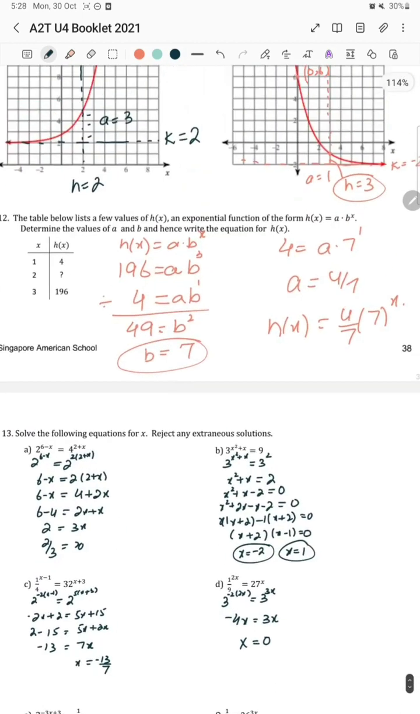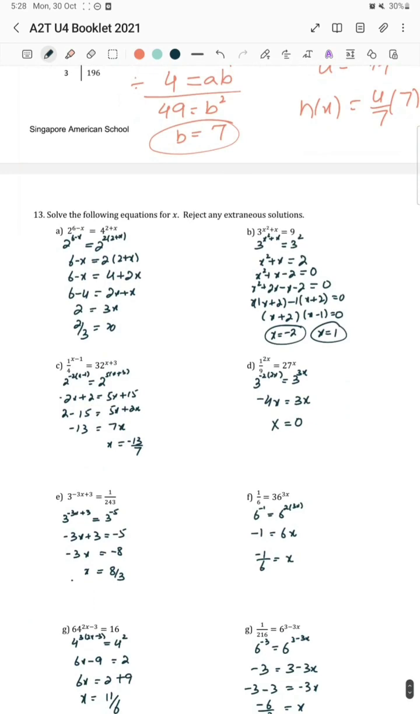Okay, so we are done with the review exercise for the exponential functions. Thank you.